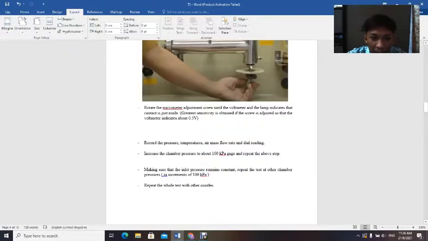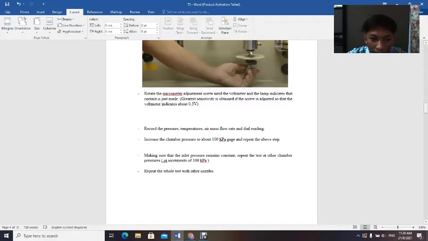And next, increase the chamber pressure about 100 kPa gauge and repeat the above step, making sure that the inlet pressure remains constant. Repeat the test at other chamber pressures. And finally, repeat the whole test with other nozzles.